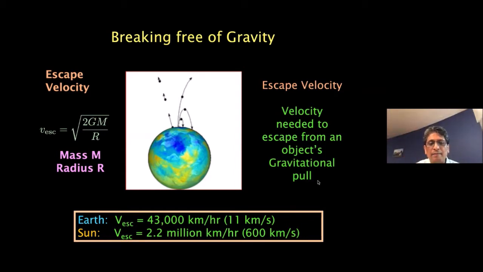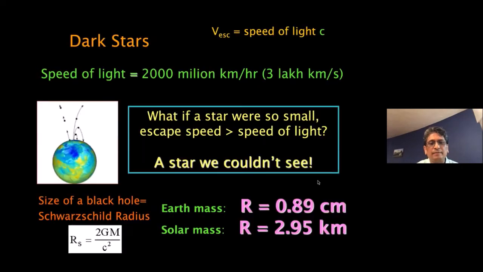For the sun, it is even higher, 600 kilometers per second, and this is why the Earth is trapped with the sun. It is not escaping from it. You can also see how small something has to be in order for the escape velocity to exceed the speed of light. For the Earth's mass, it has to be very small, as you can see, very tiny, of the order of a centimeter or so, a millimeter, and then for the sun's mass, it is something like 3 kilometers.